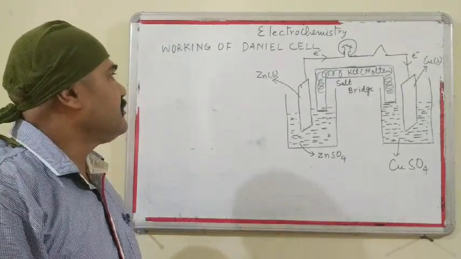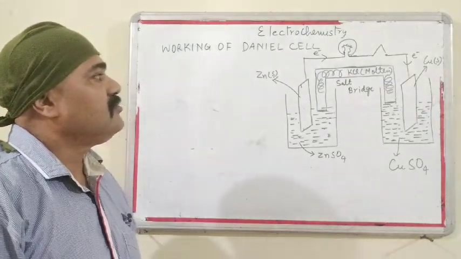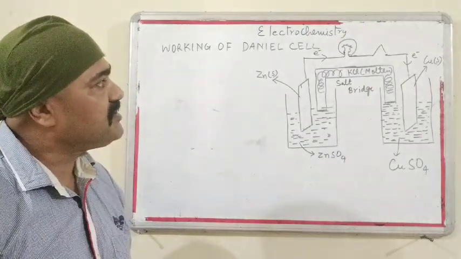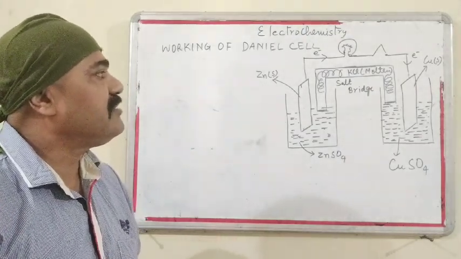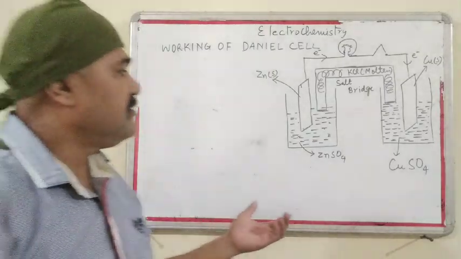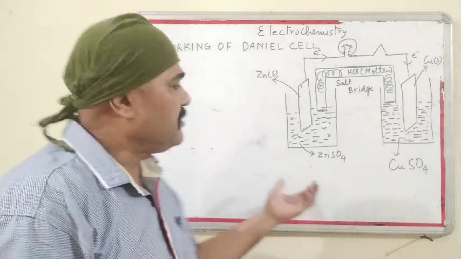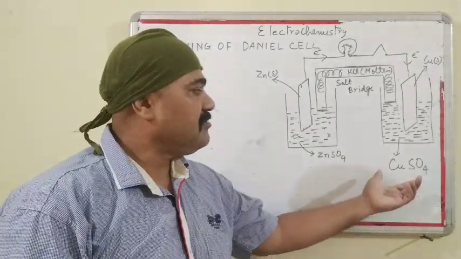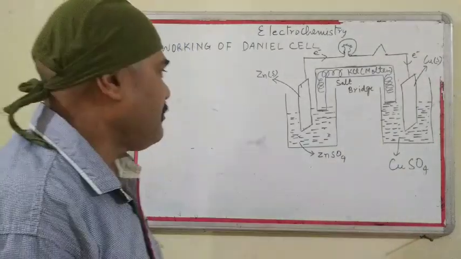Good morning, students. Today we will study the working of the Daniell cell, which is the basic cell of electrochemistry. In this cell, there are two sections. The first one is the left section, and the second one is the right section.